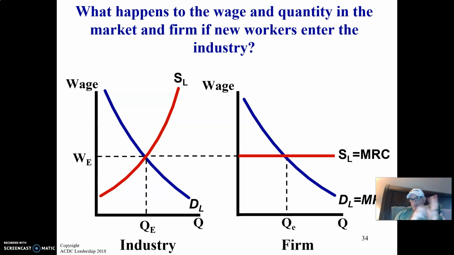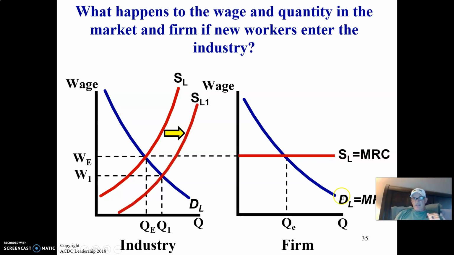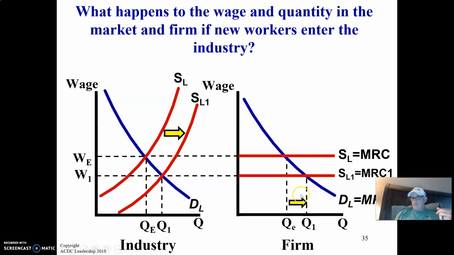Now watch. Talking about shifts, what happens to the wage and the quantity in the market if new workers enter the industry? Well, there's more workers, so we're going to get a shift in supply. Okay, what's that going to cause? That's going to cause the wage to go down. That would only make sense, right? You got people competing to get jobs, so now the wages go down, and we're going to accept the wage over here, and you're going to see our quantity probably go up, right? Because we can hire more workers because the wage is cheaper.